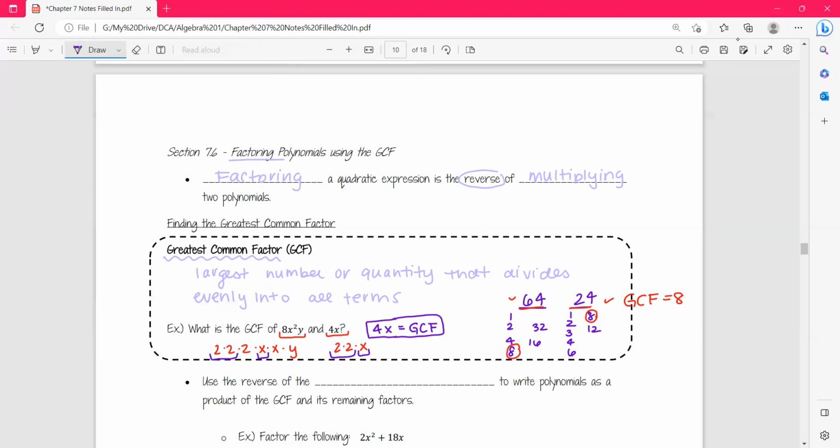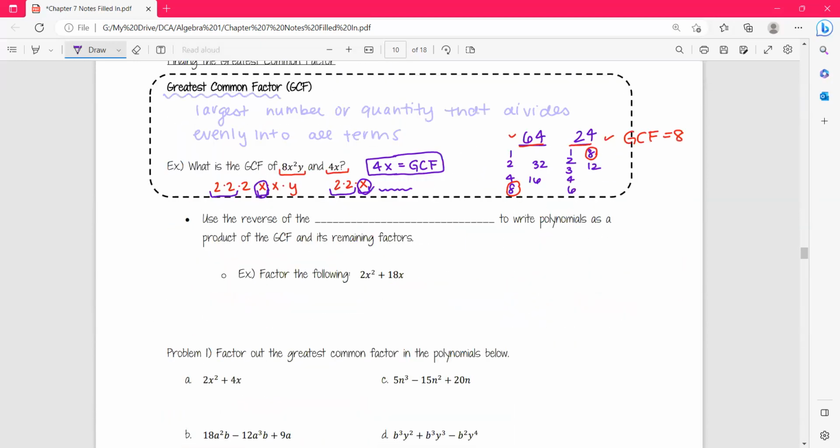Okay, 8 and 4, I could take a 4 out, and I can only take an x. They both only have an x in common. I can't take out more if the other one doesn't have more. And this skill of taking out the GCF is all we're learning in this section, and it's really important. Okay, so use the reverse of the distributive property to write polynomials as a product of the GCF and its remaining factors.